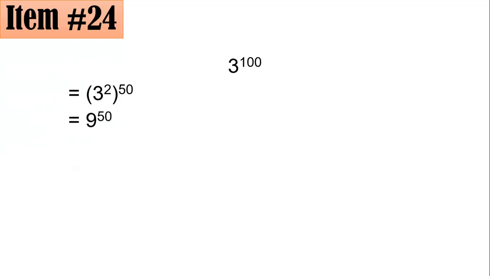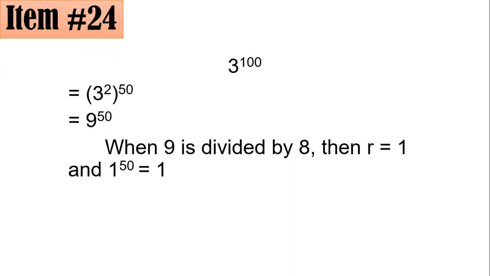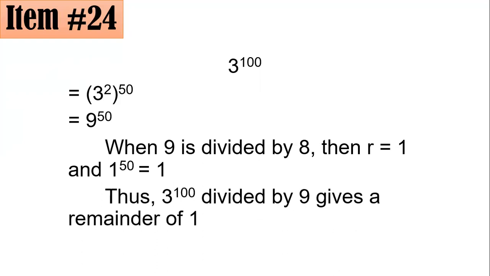That's why 3 squared is 9. So we have 9 to the 50th. And as I mentioned, when 9 is divided by 8, which is your divisor, the remainder is 1. If you raise 1 to 50, that is equal to 1, because 1 raised to any real exponent is still 1. Hence, 1 is the remainder, and letter B is the correct answer here.